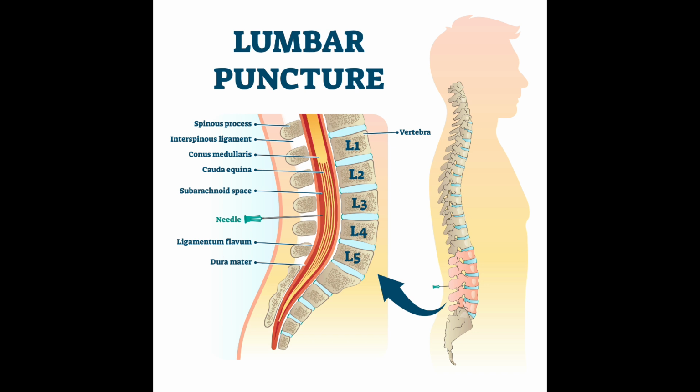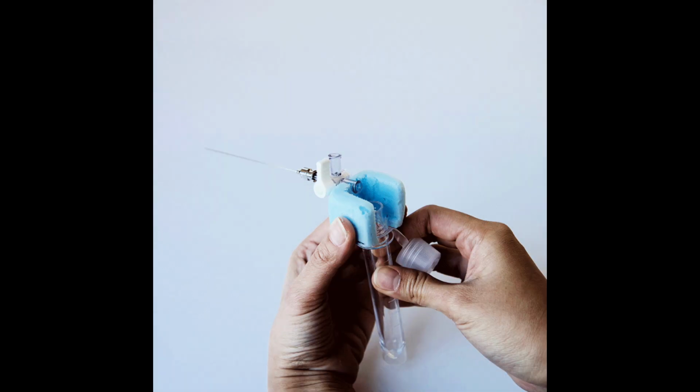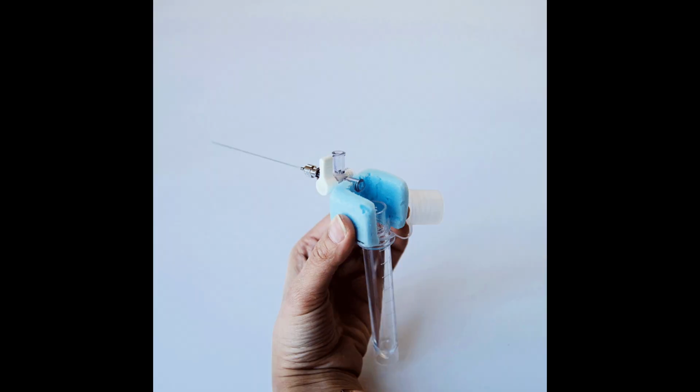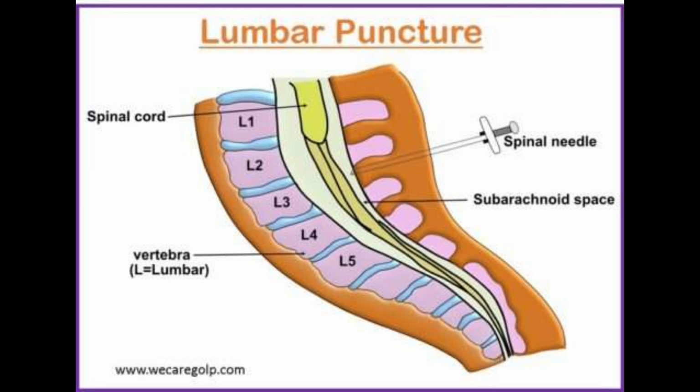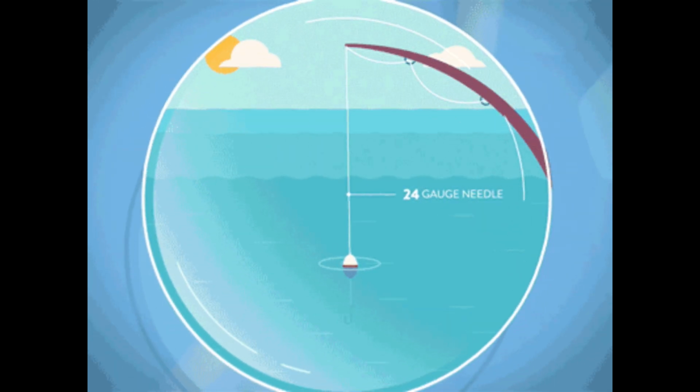This is the fluid that surrounds the brain and spinal cord to protect them from injury. A lumbar puncture can help diagnose serious infections such as meningitis. It also can help diagnose other diseases of the central nervous system such as GBS syndrome and multiple sclerosis. A lumbar puncture may be used to diagnose bleeding around the brain or cancer of the brain or spinal cord.